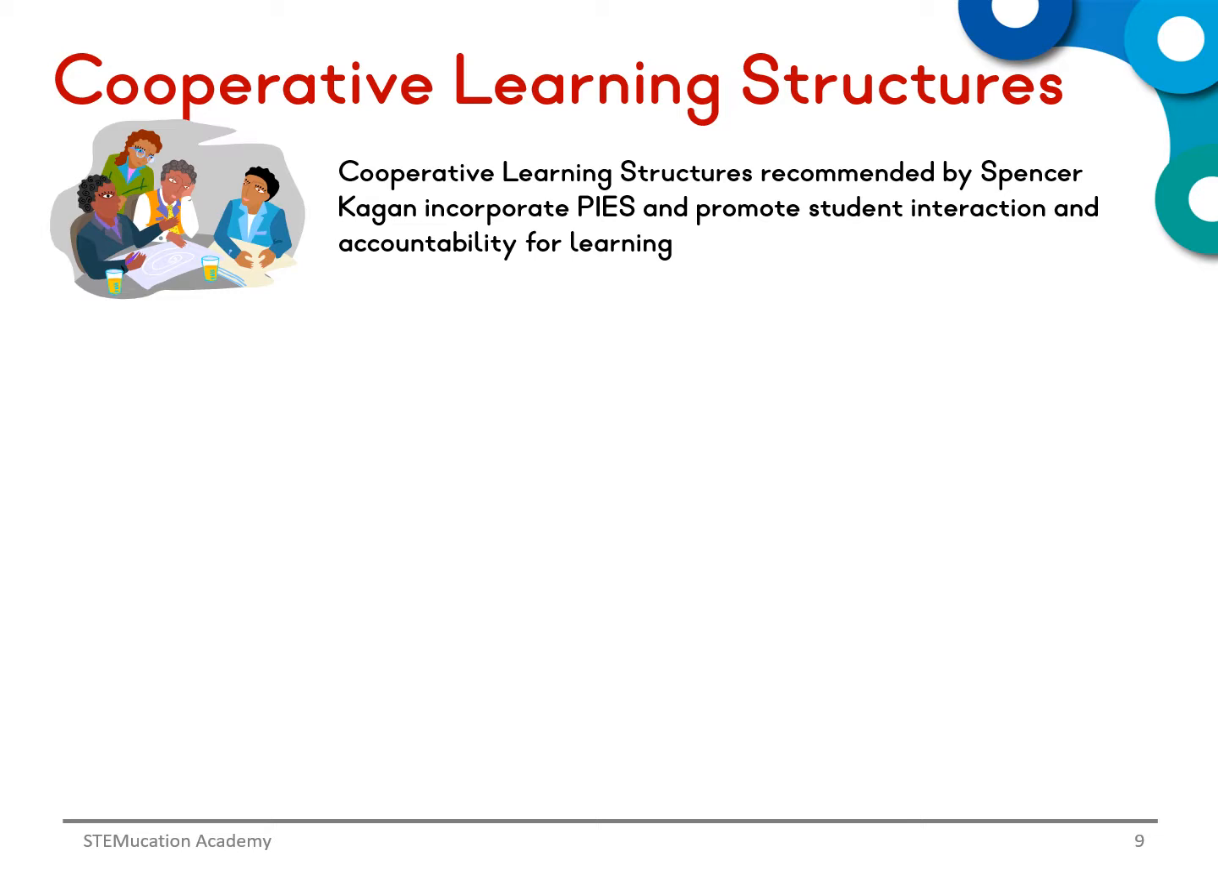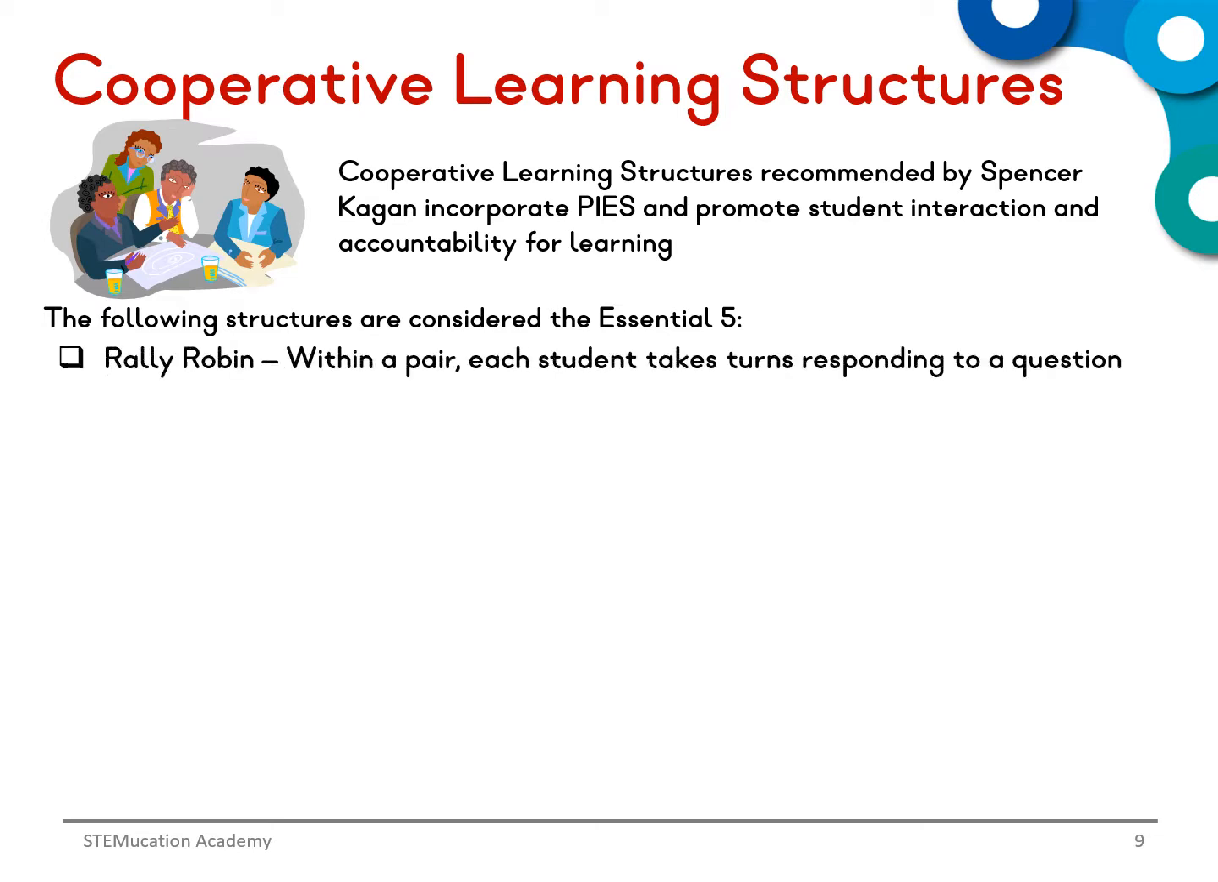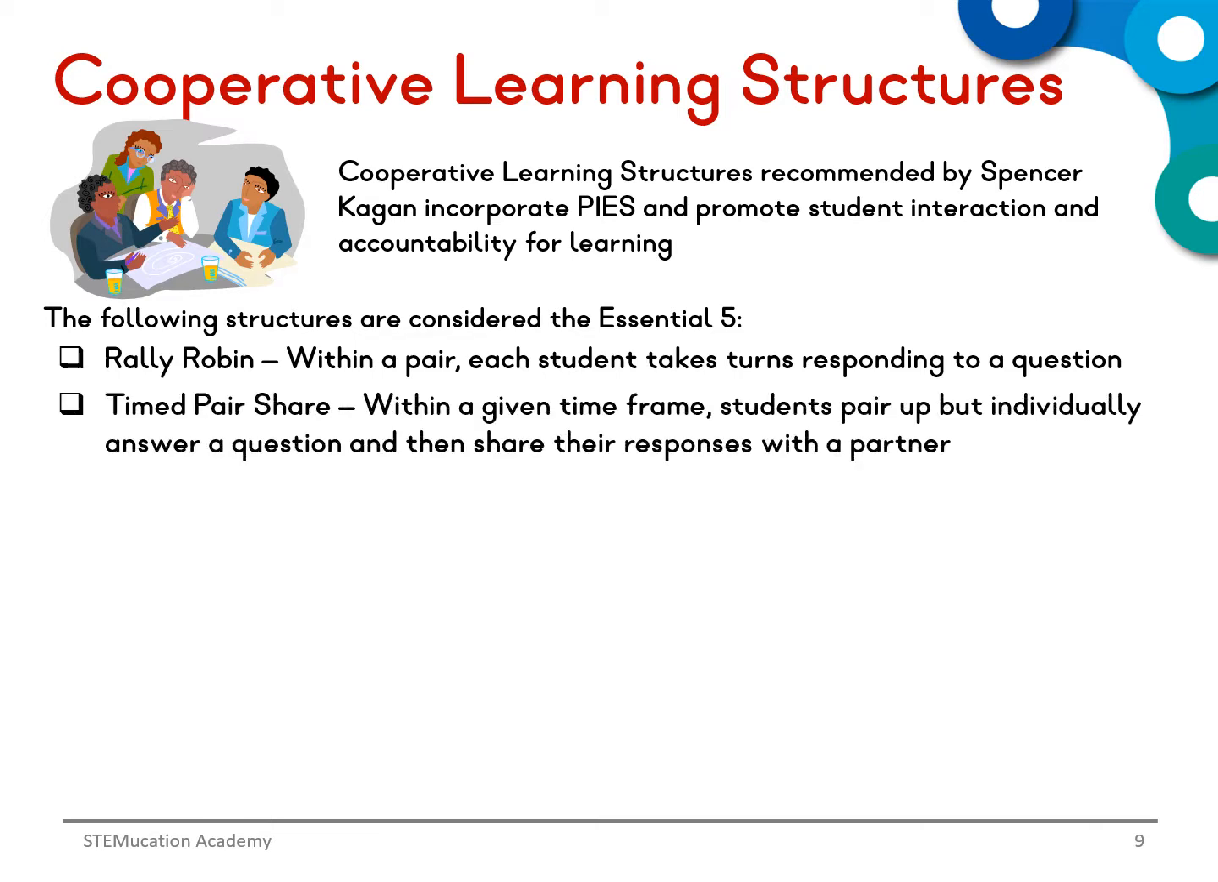Finally, we should discuss some of the cooperative learning structures that Spencer Kagan has designed that incorporate PIES and promote student interaction and accountability for learning. Here, we are highlighting 5 of them known as the Essential 5. The first is Rally Robin, where a pair of students takes turns responding to a question. Timed pair share is where within a given time frame, students pair up but individually answer a question and then share the responses with a partner.